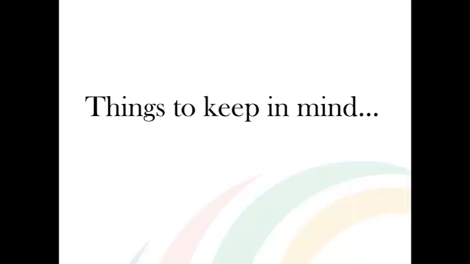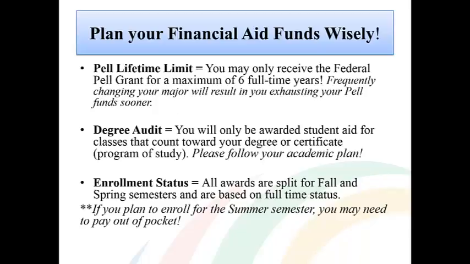Here are some things to keep in mind after the semester begins. Using your financial aid funds wisely is very important. Be aware that there is a limit to the amount of funds a student can receive during their lifetime. This is called Pell Lifetime Limit. You are limited to a maximum of 6 full-time years. Frequently changing your major will result in exhausting your Pell funds sooner. Also make sure that you are following your academic plan for the program you are enrolled in. You will only be awarded student aid for classes that count toward your degree or certificate.